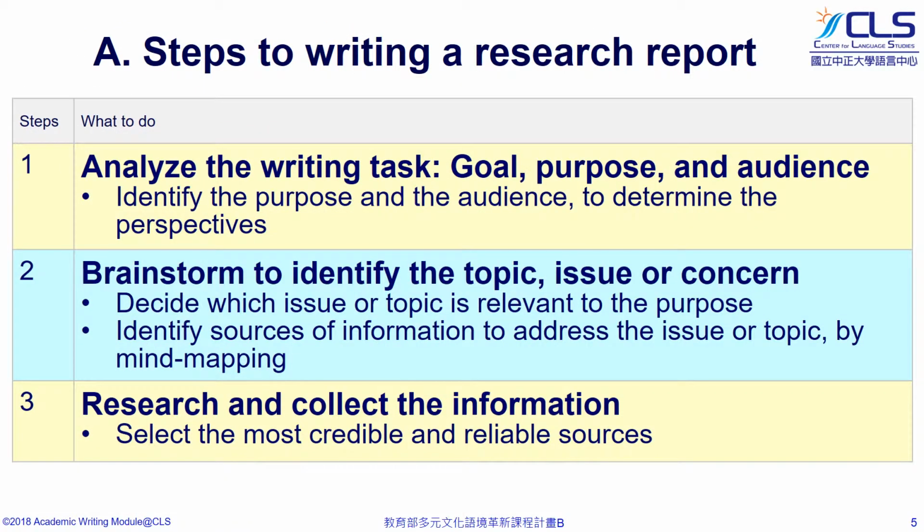Step 1 is to analyze the goal, purpose, and audience of the assigned task to determine the perspectives. In Step 2, brainstorm to identify the topic, issue, or concern. We decide which issue or topic is relevant to the purpose and identify sources of information to address the issue or topic by mind mapping. In Step 3, research and collect information. We select the most credible and reliable sources.